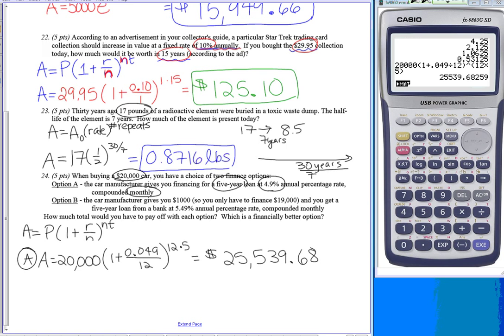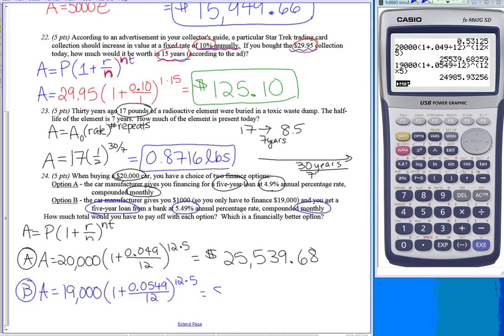So for option B, I'm getting a rebate of $1,000. So now my principal is only $19,000. But in this one, I have to go to the bank, and the bank sometimes gives me a higher interest rate. Depends. You have to shop for these things. I also have it compounded monthly, so my n is 12, same compounding. And I'm also going to do a 5-year loan, so t is 5. So let's try this one on our calculator.